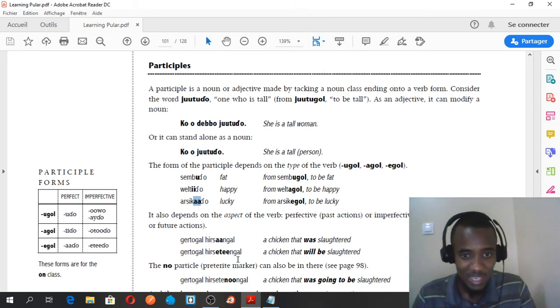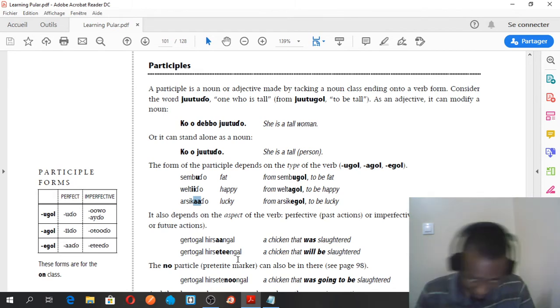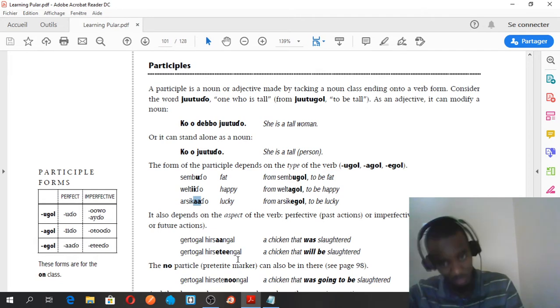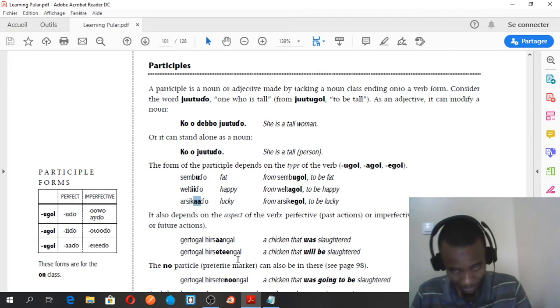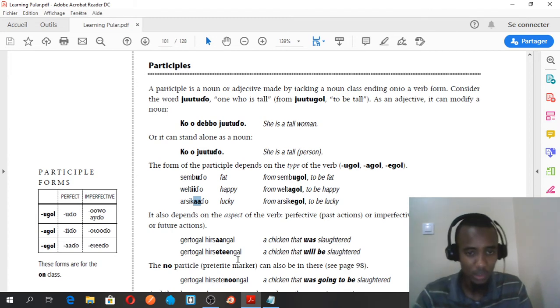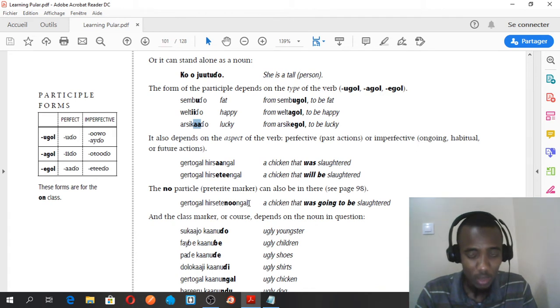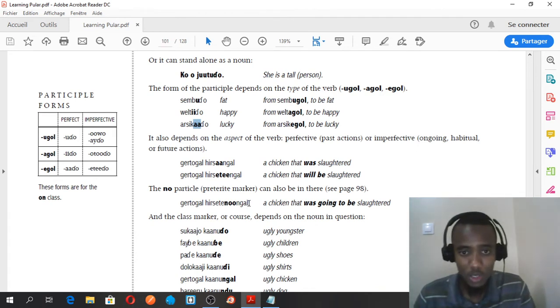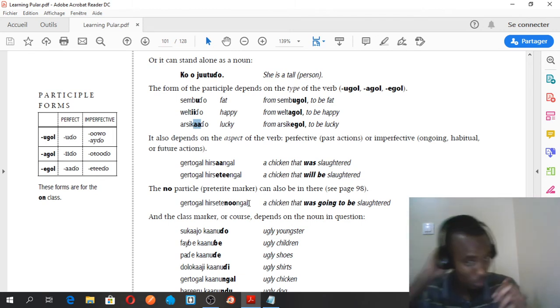Okay, so it depends on the aspect of the verb, whether it's perfective or imperfective. Gertogal hirsete, gertogal hirsangal. Gertogal hirsetengal. So when you hear hirsetengal, it means the future, not now. Hirsangal, already slaughtered. Hirsetengal, that will be slaughtered. Hirsugal means to slaughter, with a knife. The no particle can also be in there. Gertogal hirsete noongal: that was going to be slaughtered. It was going to be slaughtered, but maybe it wasn't slaughtered.